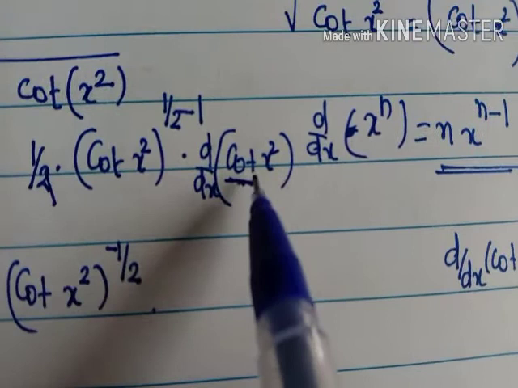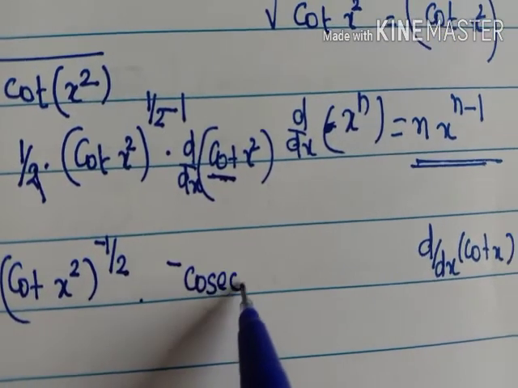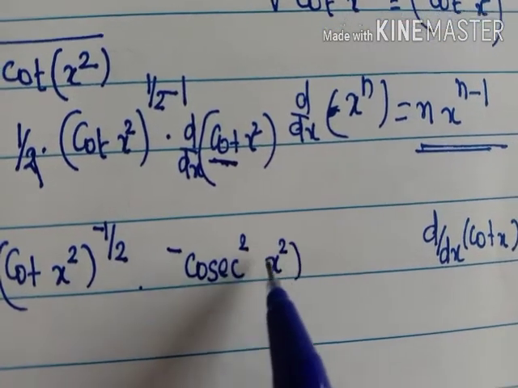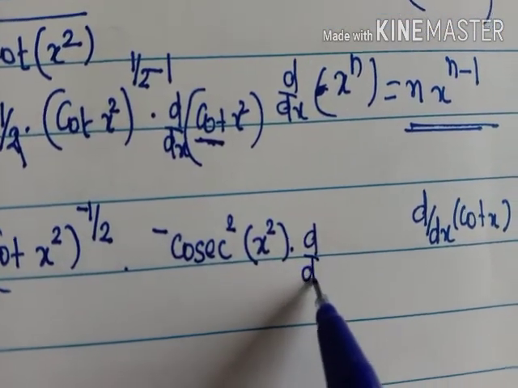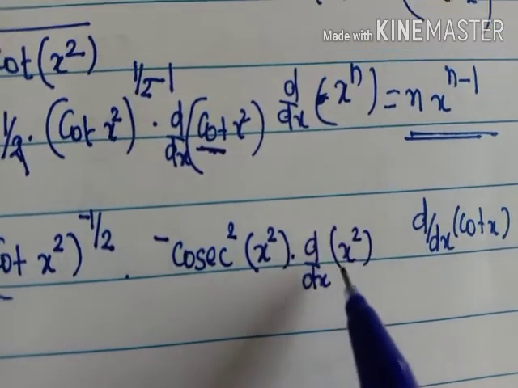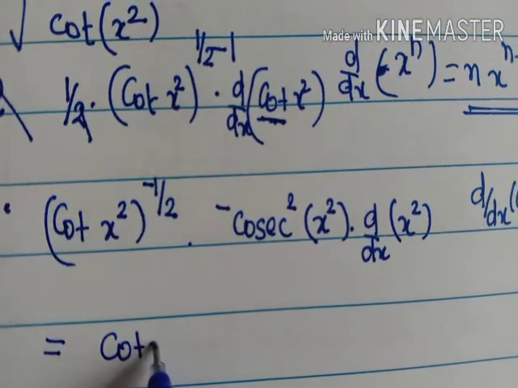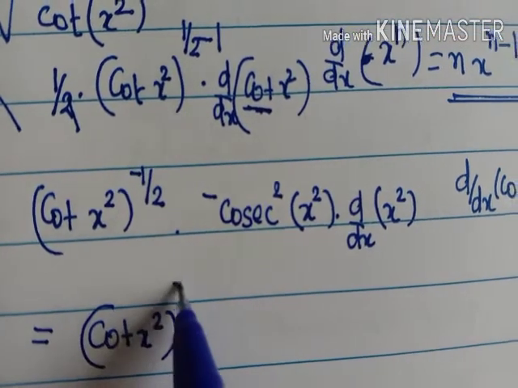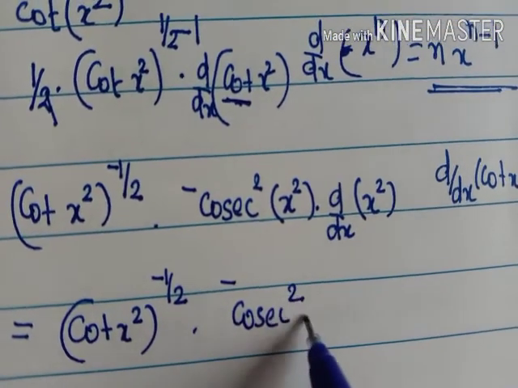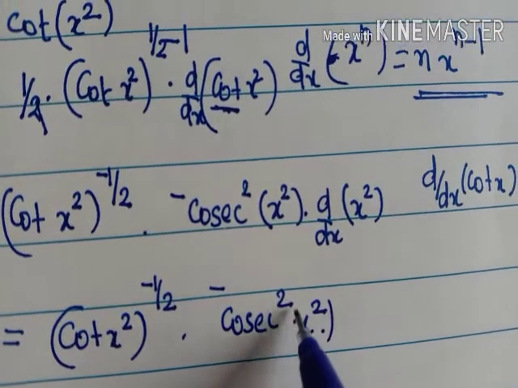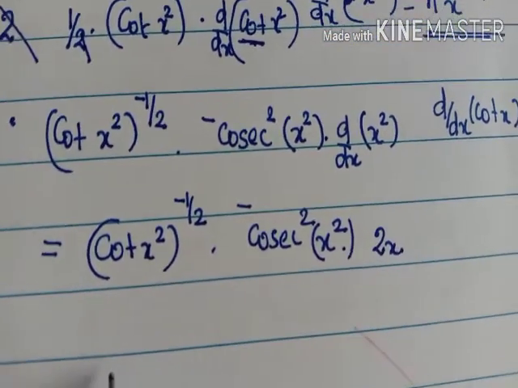So what is derivative of cot x square? Minus cosec square x square into again derivative of x square. It is a function of a function. So this becomes cot x square raised to minus 1 by 2 into minus cosec square x square into derivative of x square. Derivative of x square is 2x.